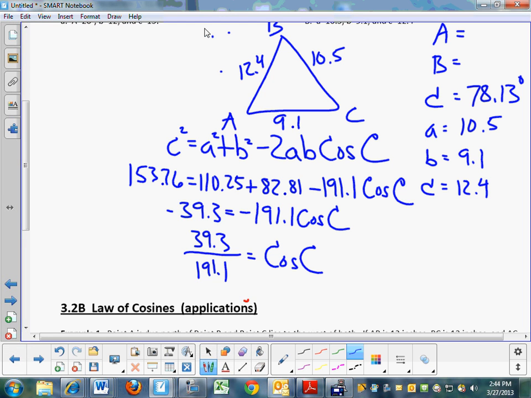I have to find A or B. True or false? A or B could be obtuse. False. They can't be obtuse. The biggest angle is C because it's opposite the largest side. So therefore, these are both going to be acute. So we just have to use the law of sines. So we take the sine of 78.13 divided by 12.4 is equal to the sine of B divided by 9.1.